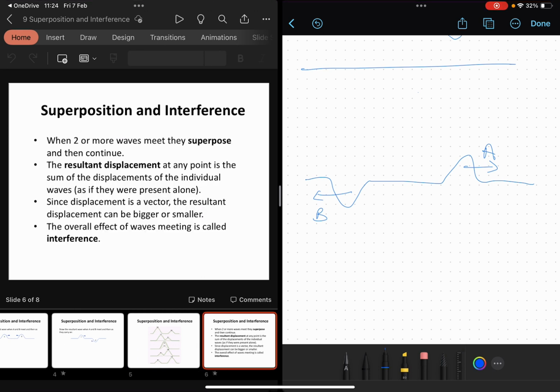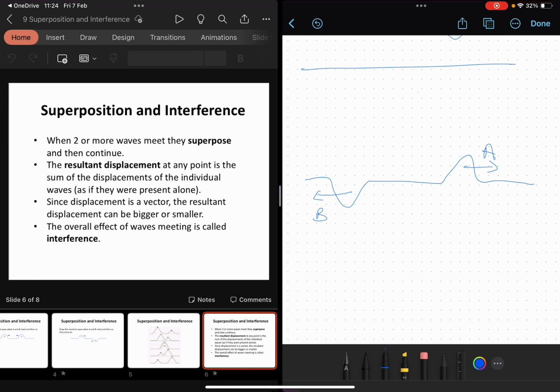So in words then, what is this principle of superposition all about? When two or more waves meet, we say they superpose and then continue. The resultant displacement at any point is the sum of the displacements of the individual waves. Okay, the idea that we're adding displacements at each point along the wave, working out the resultant, and remembering that displacement is a vector. So when you add up vectors, you can end up with something that is bigger or smaller than what you started with.